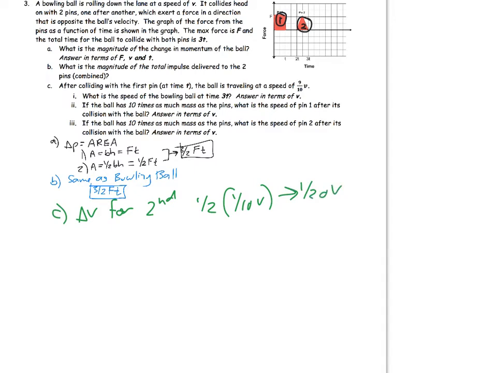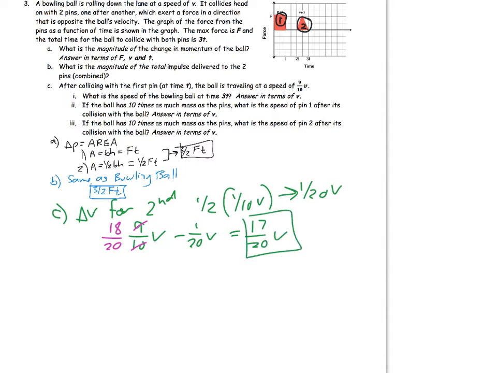And so if we want, we can just subtract that change from our velocity after colliding with the first pin, so 9/10 v, minus the amount we lose after colliding with the second pin, 1/20th v. And what we can do then is find a common denominator, so 9/10 v is really 18/20 v. And then when we subtract them, we get a new velocity here of 17/20 v. So that's one way of doing it.